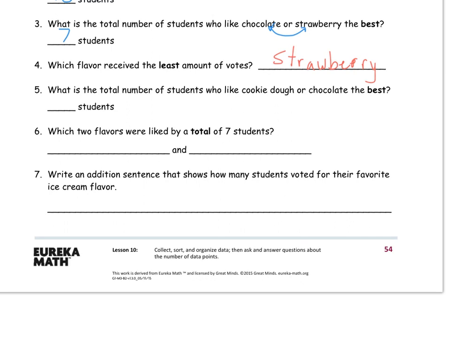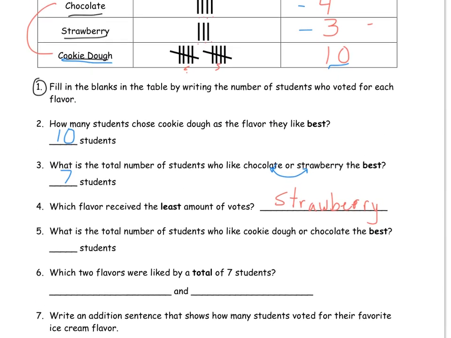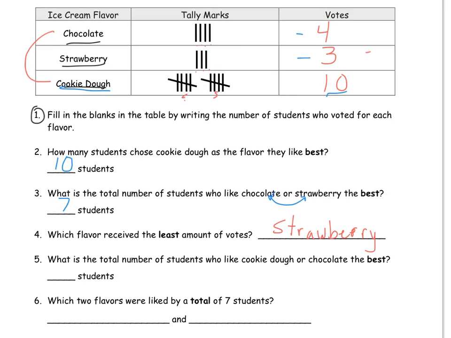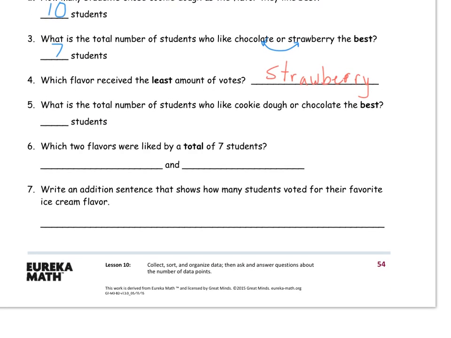Now number 7 says an addition sentence, and I'll do this one with you. Write an addition sentence that shows how many students voted for their favorite ice cream. So we're looking for the total number of people that voted for it. So I'm going to look at the votes on the side here, and I say I have 4, 3, and 10. So 4, 3, and 10. And I know if I'm looking for an addition sentence, and I'm looking for how many students voted, I'm going to add those up. And 4 plus 3 plus 10 will give me 17.